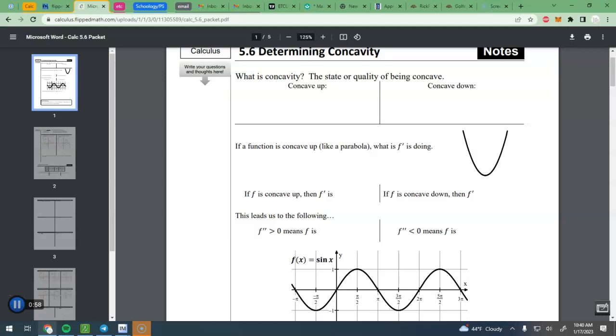So concave up looks like a U, like it's curving up. It doesn't have to be connected, it's either that or that. You get these two possibilities. So this function would be concave up and decreasing. This would be concave up and increasing.